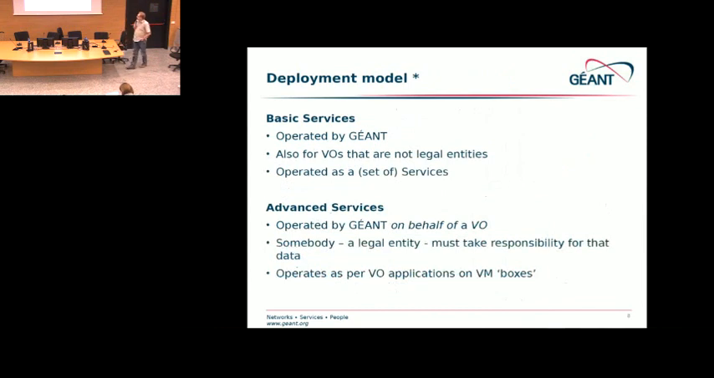The next important thing for us was to define a deployment model for the services within the VO-PaaS platform. And actually we opted for two varieties. A set of basic services. They will be operated by GÉANT, or at least under the wings of GÉANT, let's call it that way. They will also be for VOs that are not legal entities, which is one of the biggest problems we currently have, I think. So that has some consequences for the actual operator, but we'll get into that a bit later.